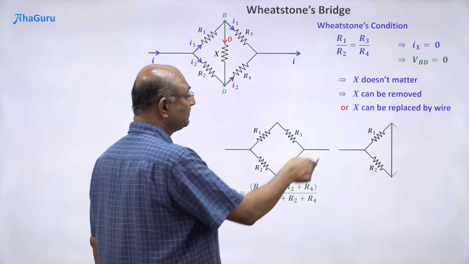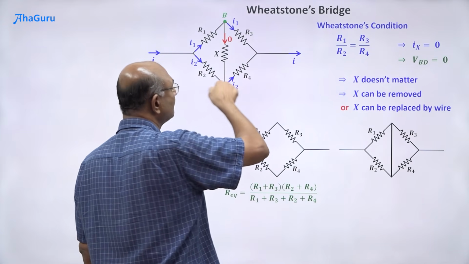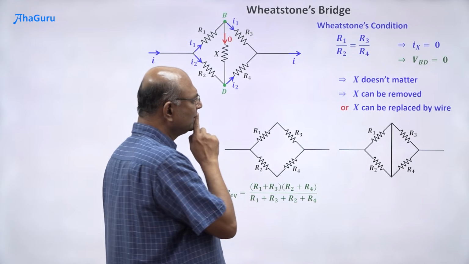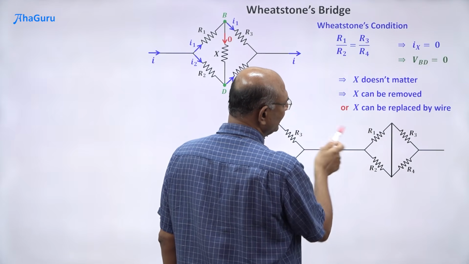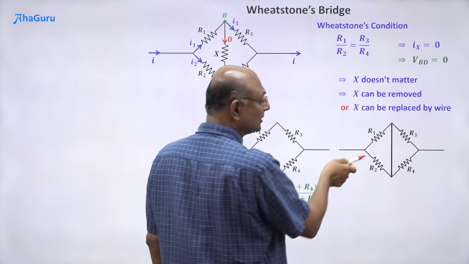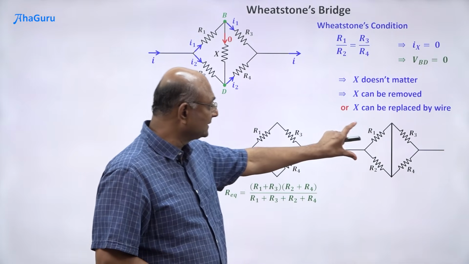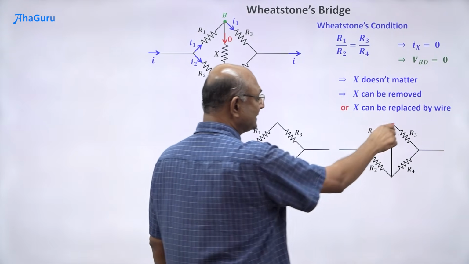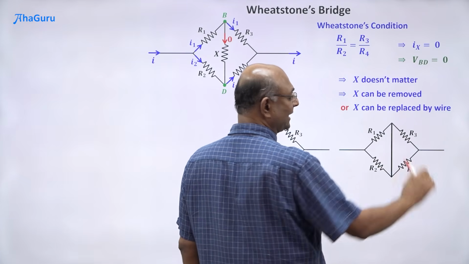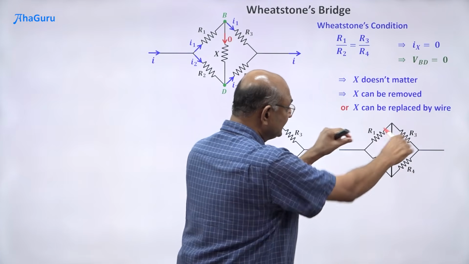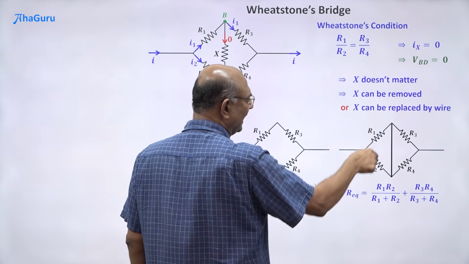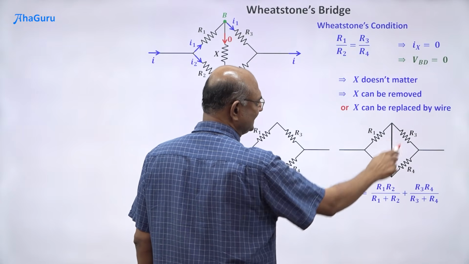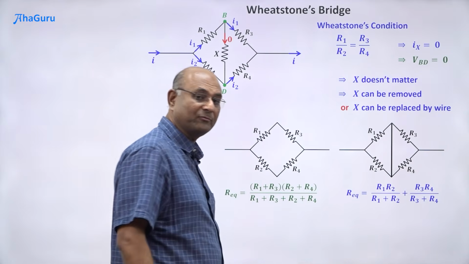But I said you can also replace X by a wire. Then you can't say these two are in series, but you can say R1 and R2 are in parallel. So R1 R2 by R1 plus R2, that will be this combination. R3 and R4 are in parallel, R3 R4 by R3 plus R4. And then this and this are in series. And so the equivalent resistance is R1 R2 by R1 plus R2 plus R3 R4 by R3 plus R4.